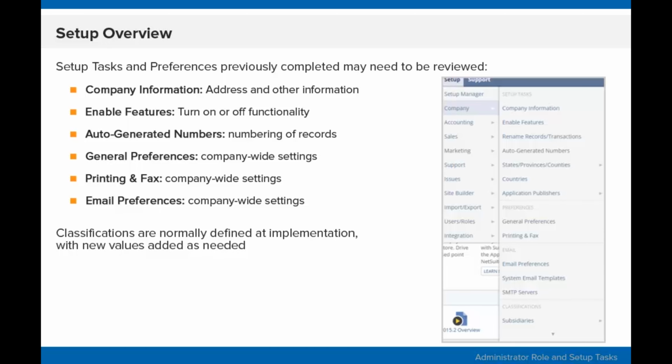Classifications are normally defined at implementation, with new values added as needed. In a one-world account, multiple legal entities are created as subsidiaries. Other basic classifications are for reporting purposes, such as department, class, and location. Company management and NetSuite account information can also be reviewed.